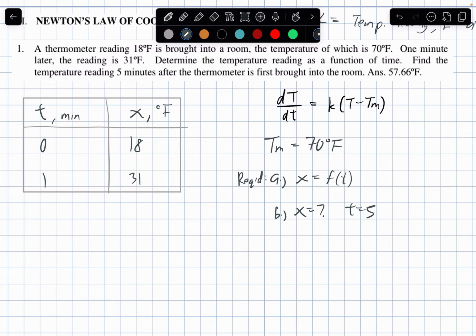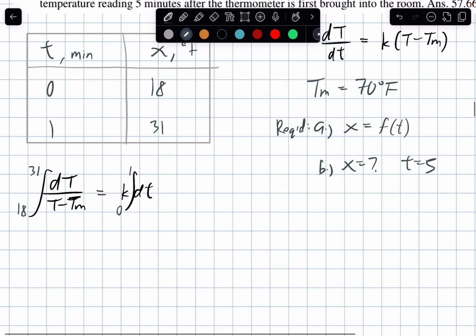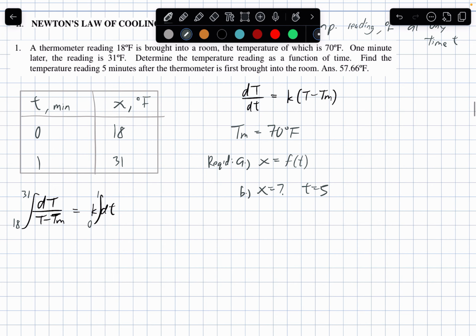Okay, so let's reformat this formula. dT over T minus T sub m equal to k dt. We are given two pairs, so we don't have to do something crazy yet. Let's just input the values. So 0 to 1, and then 18 to 31. In this case, we would be looking for T. And also, what you have to know is, in this equation, you have to assume T sub m as a constant.